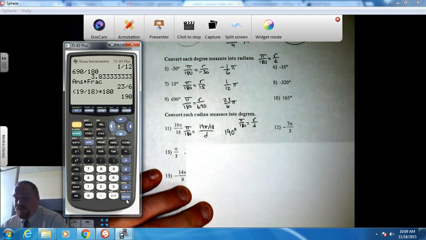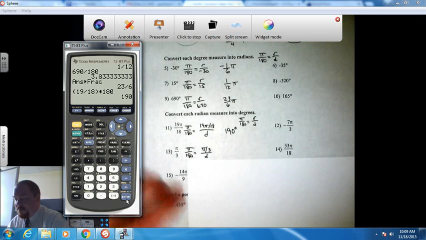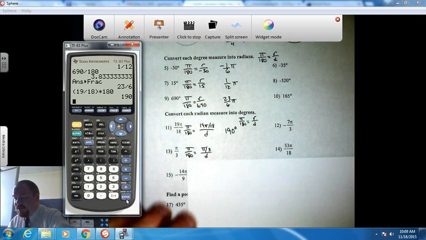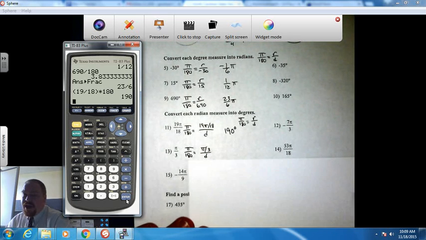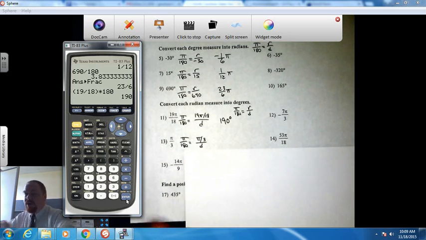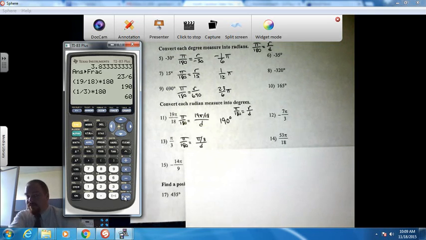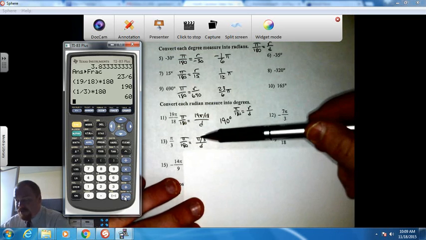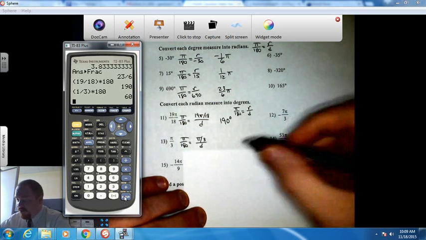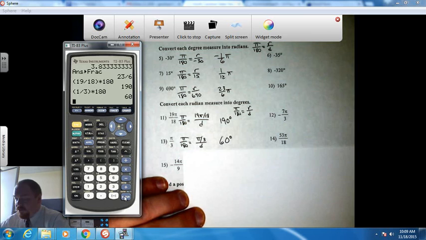Same thing here with pi over 3. Pi over 180 equals pi over 3. Now, like I said, the pi's cancel, so there's going to be a 1 above that 3. So, parentheses, 1 over 3. And then times 180. Okay, dividing, and we would be dividing by pi, but like I said, we canceled those. So pi over 3 is equal to 60 degrees.